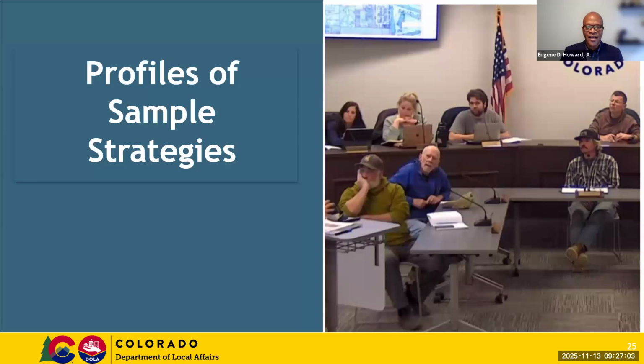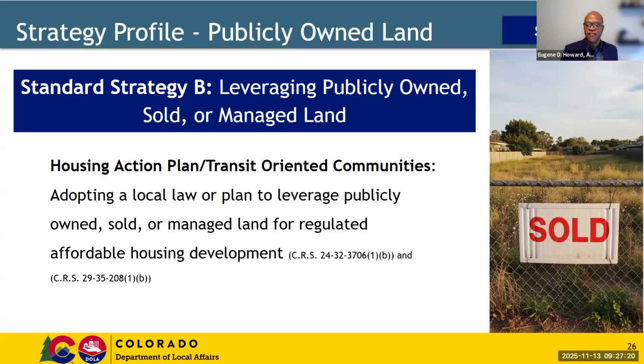All right, thank you, Mark. Now we're going to give a few examples. Hopefully by now you've been listening, you've seen what some of the strategies are. Hopefully you're thinking about what might work in your community with your residents. And so let's take a look at a couple of examples. The first one being leveraging publicly owned land. So this strategy would recommend that if your community does not already have a process in place to use or leverage publicly owned land, to maybe think about adopting a law or policy for that purpose.